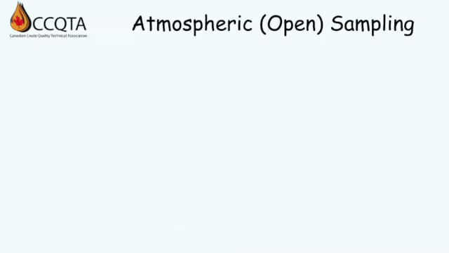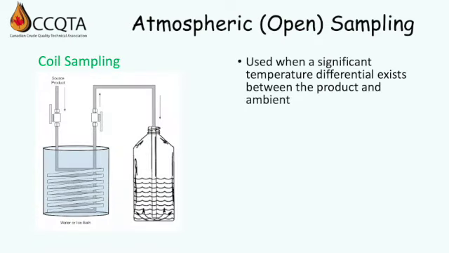In a scenario where the source material could be warmer than the ambient conditions, the vapor pressure of the fluid will also be higher. The goal of the sampler in this case is to cool the product to near ambient temperature to reduce the vapor pressure and minimize loss. A simple way to do this is with a sampling coil.